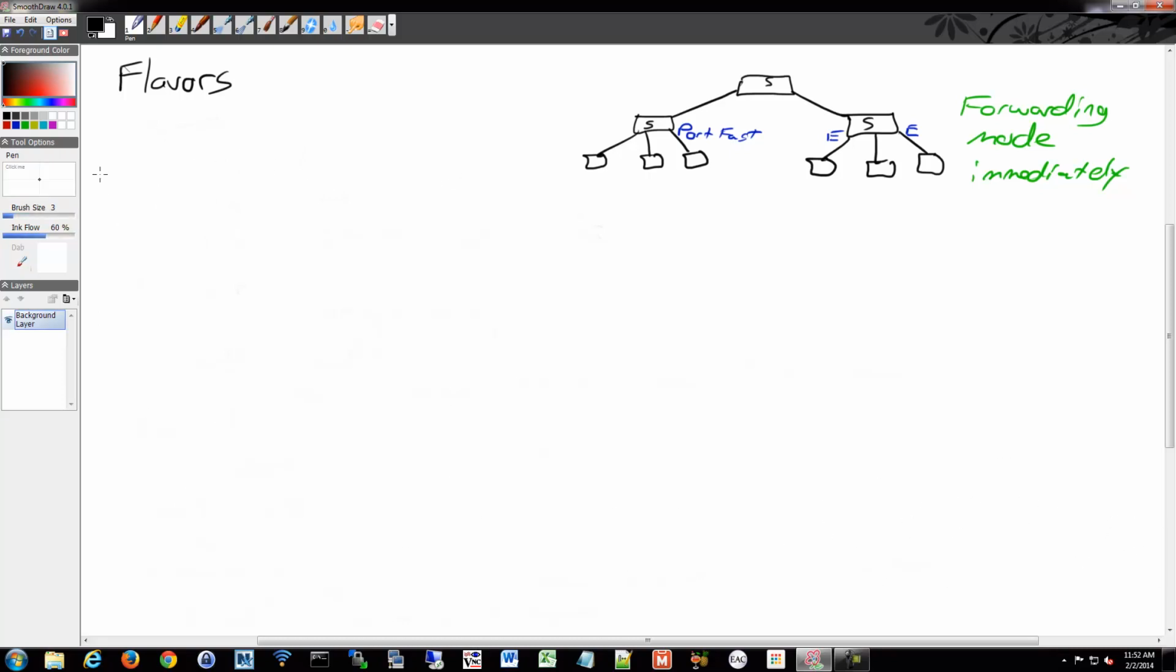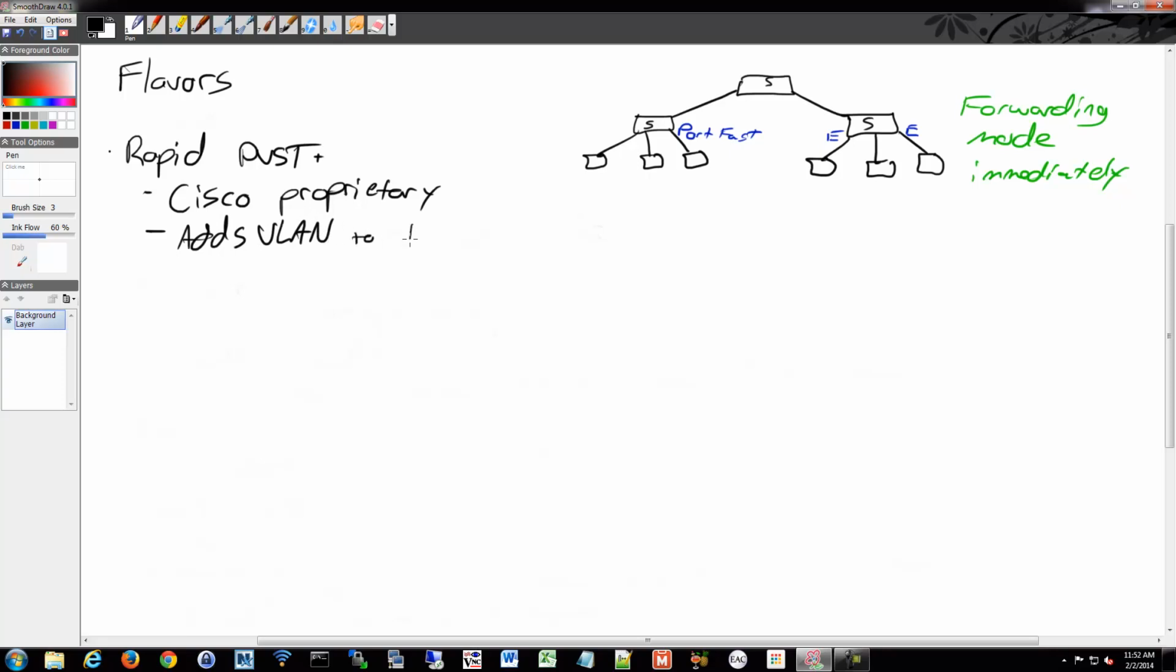Okay. So we have a couple other modes. We have Rapid PVST Plus. So you can guess this is a rapid version of the improved Cisco protocol. So this is Cisco proprietary. Adds VLAN to RSTP. So this was an improvement over the original RSTP, and supports all those different port fast etc. commands, BPDU guard, root guard, loop guard, etc.